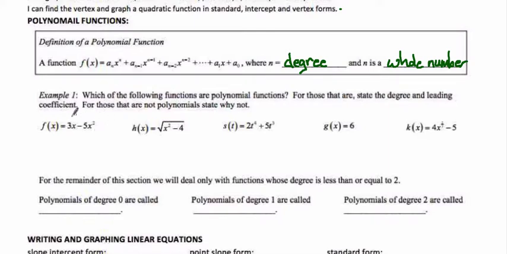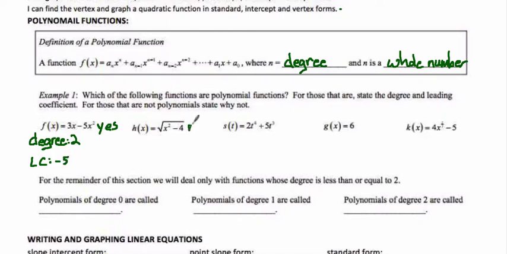So this one right here, well, it does have an exponent here and it is a whole number. So I'm going to say yes, it's a polynomial. It has a degree of 2 and a leading coefficient. Well, if we were to put this in standard form, we would have the term with the highest exponent first, because you can see that we have n, then n minus 1, and then n minus 2. So the exponents are getting smaller as we read it from left to right. So that means that the negative 5 is the leading coefficient.